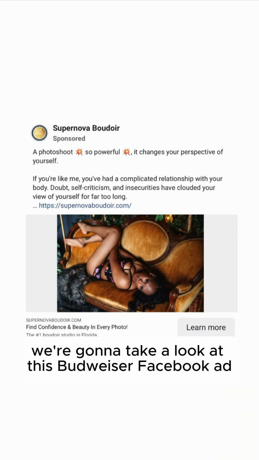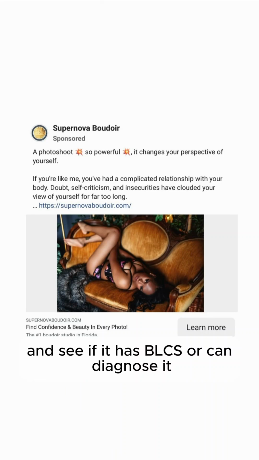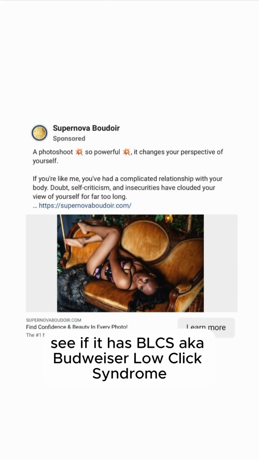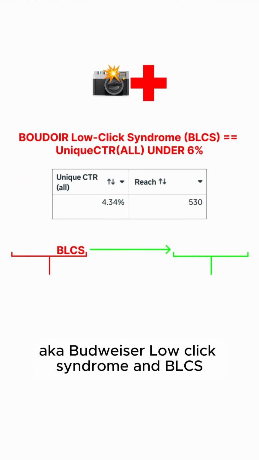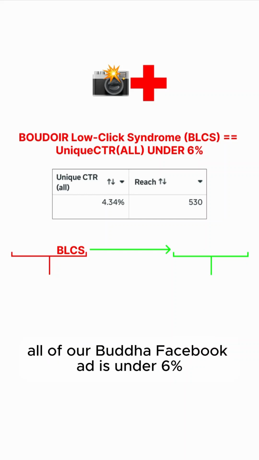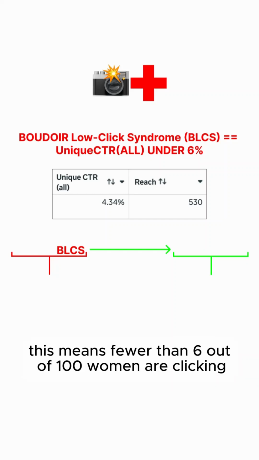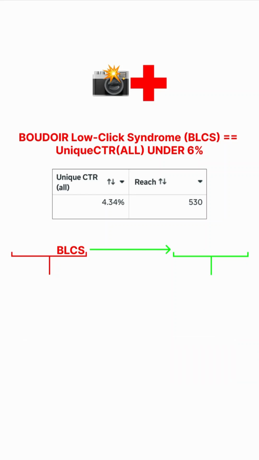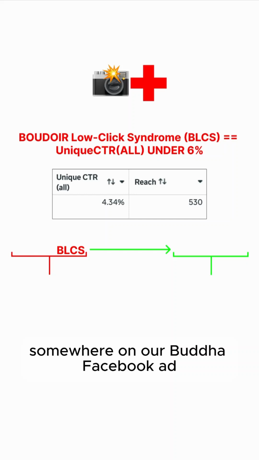All right, y'all, we're going to take a look at this Boudoir Facebook ad and diagnose it, see if it has BLCS, aka Boudoir low click syndrome. BLCS is when the unique CTR all of a Boudoir Facebook ad is under 6%. This means fewer than 6 out of 100 women are clicking somewhere on our Boudoir Facebook ad.